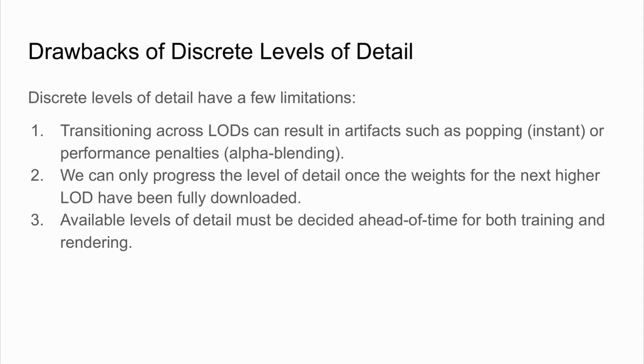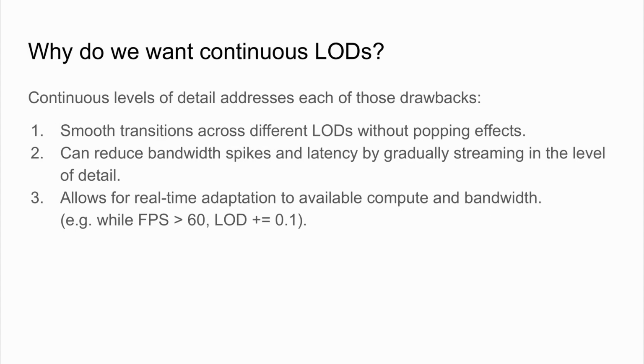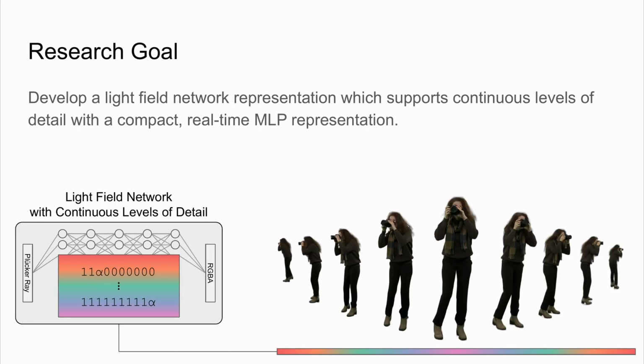Discrete levels of detail have a few drawbacks, including artifacts during transitions, large model deltas, and the need to choose available levels of detail before training and rendering. Continuous levels of detail elegantly addresses each of those drawbacks, allowing smooth transitions between levels of detail, the gradual streaming of network weights, and real-time adaptation to available resources. The goal for our paper is to develop a light field network representation which supports continuous levels of detail with a compact, real-time MLP representation.